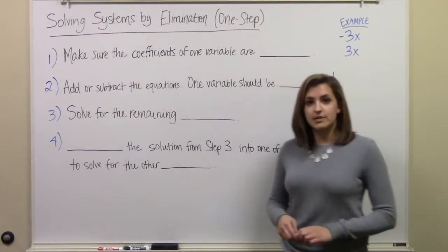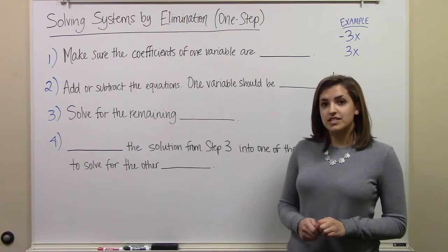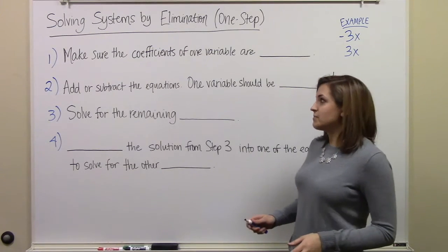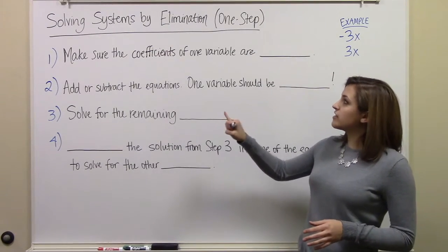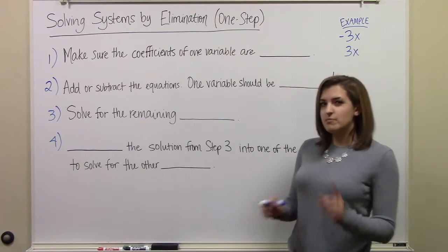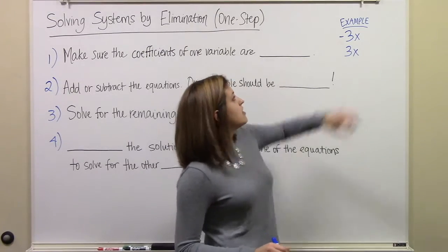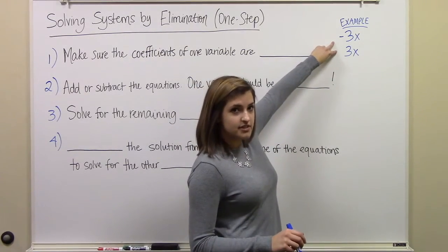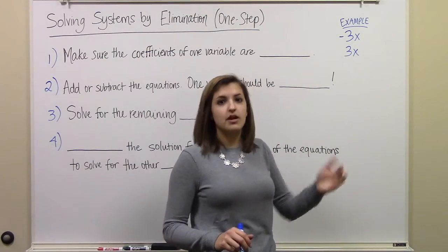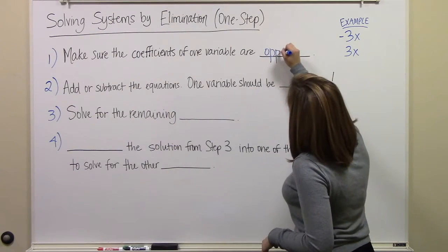So before we go through some example problems, let's look at the steps we're going to take to solve a system of equations using elimination. Our first step is going to be that we make sure that the coefficients of one of our variables are opposites. So what I mean by that is, you can choose either x or y and make sure that the coefficients, like you see here in the example, like -3 and 3, are opposites. So a positive number and its negative counterpart. So opposites should go here.